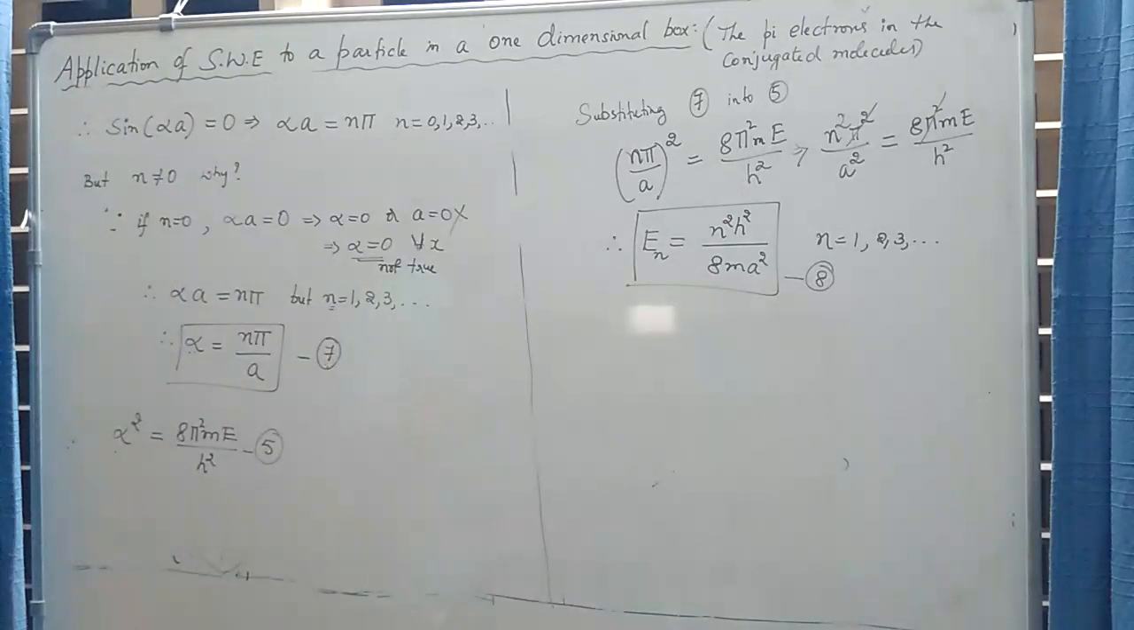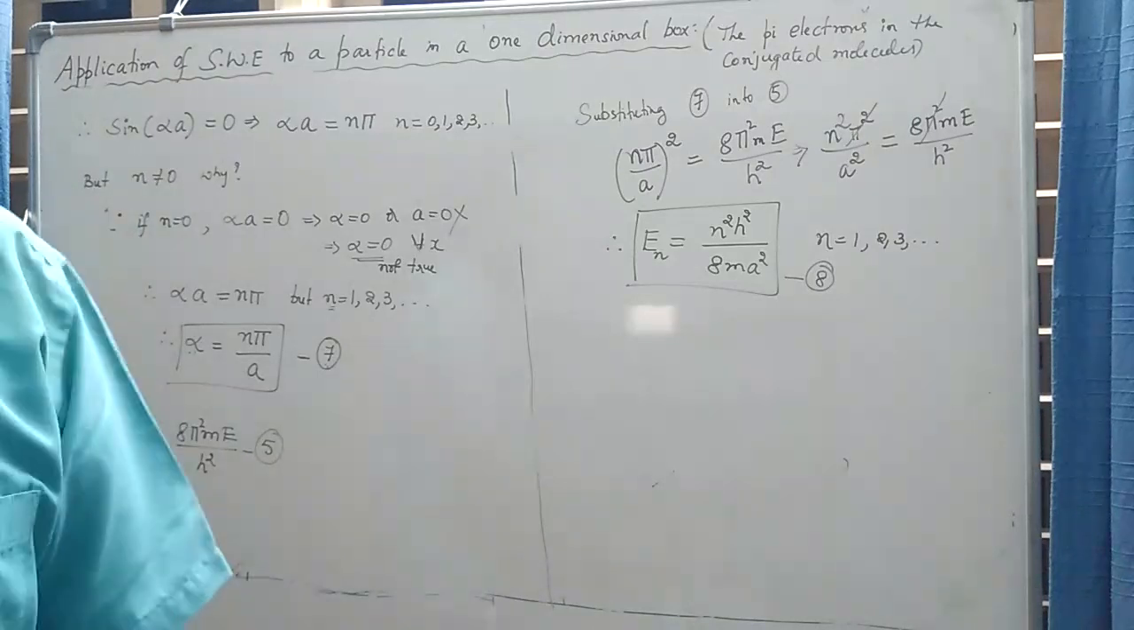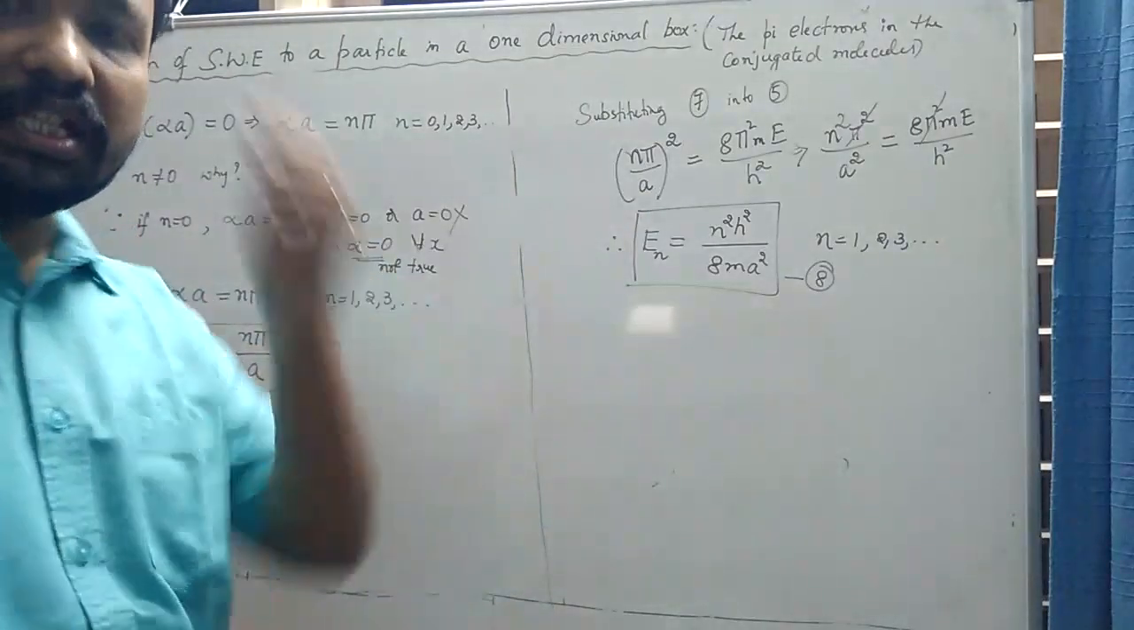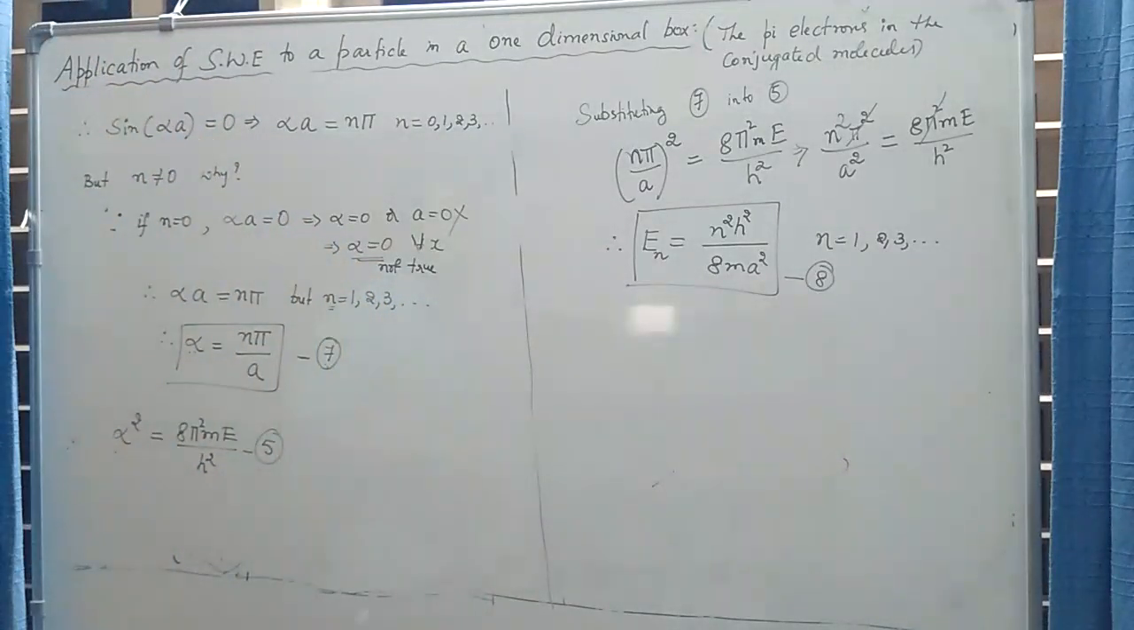Another piece of information that we obtain when we solve the Schrodinger wave equation is the wave function. Remember, I told you at the beginning, when we solve a Schrodinger wave equation, we get two things. One is the energy, the other is the wave function. We have already obtained the energy. Now let us find out the wave function.